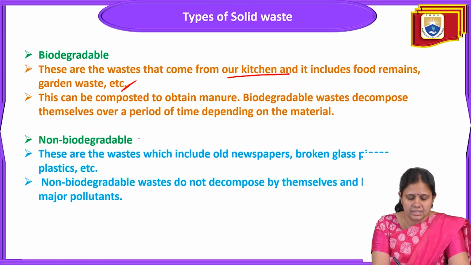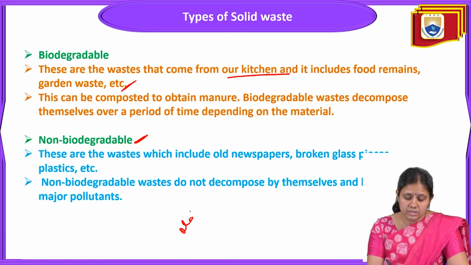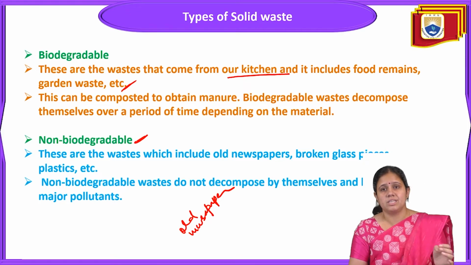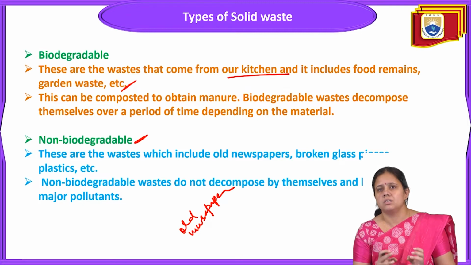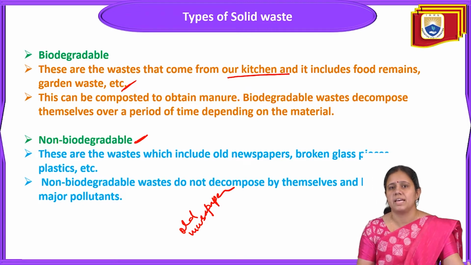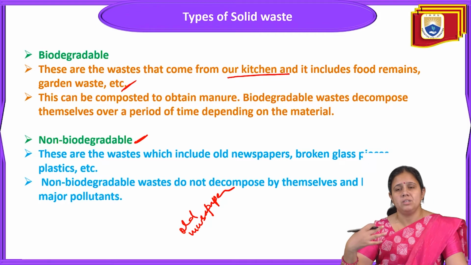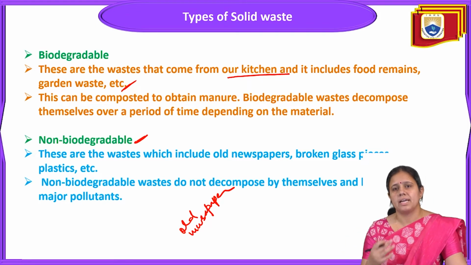Next comes the non-biodegradable waste, like old newspaper. These are not decomposed by themselves, and they are a great source of pollutants. So non-biodegradable waste is very dangerous, and we need to be concerned because it cannot be decomposed by itself and hence is a major pollutant. Biodegradable waste is no problem because it is mainly food waste, vegetable peels or leftover food, which can decompose by themselves over some period of time depending on the material. Non-biodegradable waste cannot be degraded, and it will be present in the soil.